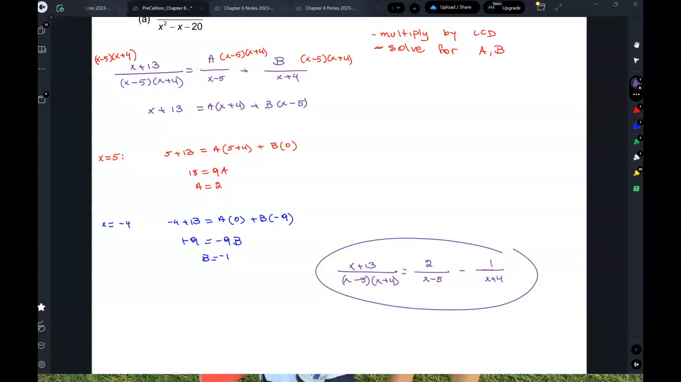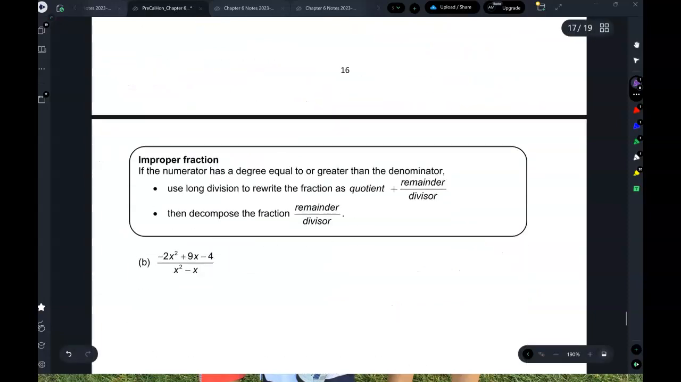You did x plus 4 and then x minus 5. So this one would get the B, this one would get the A. It really doesn't matter. In the end, it's all going to match up. The term with the x minus 5 is going to end up with the 2. The term with the x plus 4 is going to end up with the -1. So it doesn't matter if you switch them around. All right, questions? Okay, let's move on.